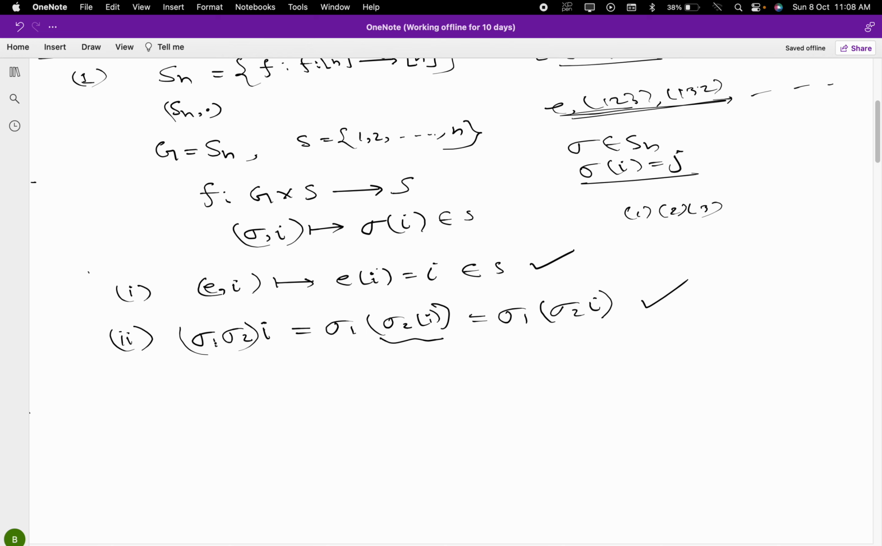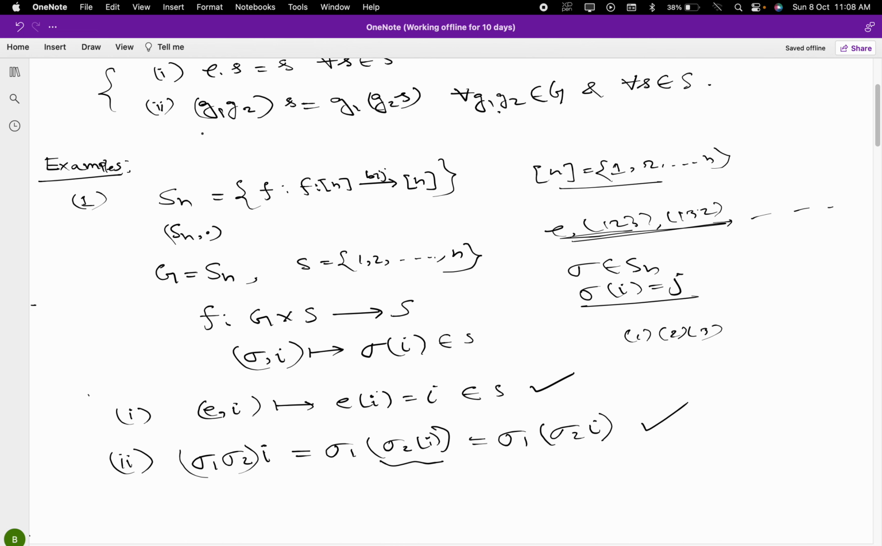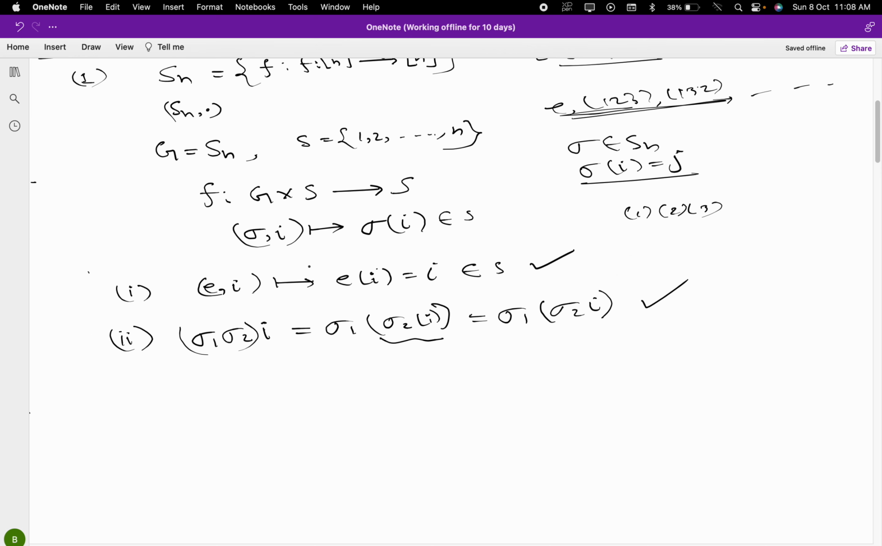I have taken just two members from Sn and I am trying to satisfy this property: g1 g2 of s, an element of S, goes to sigma 1 of sigma 2 of s. Of course this is a function, and it is also sigma 1 sigma 2 of i. So these two properties are satisfied, so we can say G acts on S, where G is Sn and S is the set containing 1 up to n.